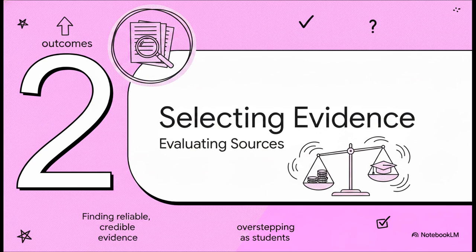Moving right along to Section 2, selecting feasible evidence. Once we know we're aiming for outcomes, how do we actually prove they happened? We've got to find reliable, credible evidence without totally overstepping the resources we have as students.